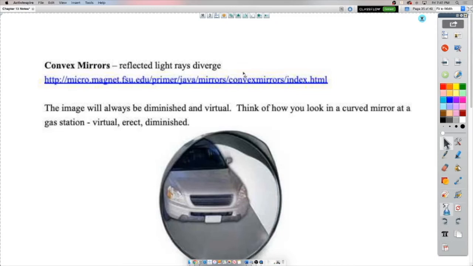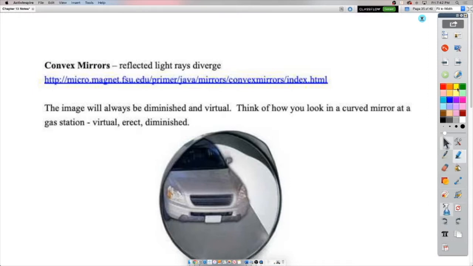So for today, our topic is convex mirrors, okay? Convex mirrors are in some ways harder. The ray tracing diagrams are a little bit weirder to think about, but in other ways, they're a lot easier because the image is always the same. It's always virtual, diminished, and erect, okay?